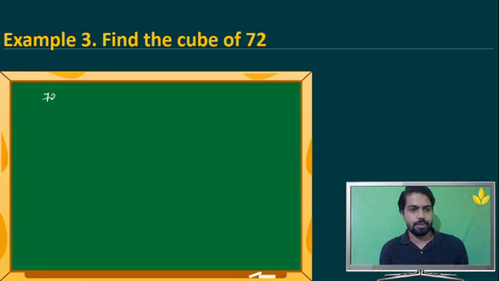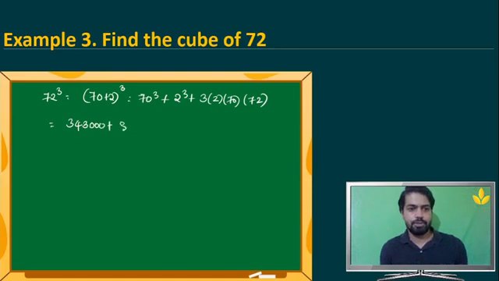72 cube. Again I am going to write it as (70 plus 2) whole cube, which can be expanded as 70 cube plus 2 cube plus 3 into 2 into 70 into 72. So 7 cube is 343, that's why I gave you the table, followed by 3 zeros, plus 2 cube is 8, plus 3 into 2 is 6, 6 into 70 is your favorite number, 420, into 72. So again this will end with 0, so I am going to multiply this as 42 into 72.